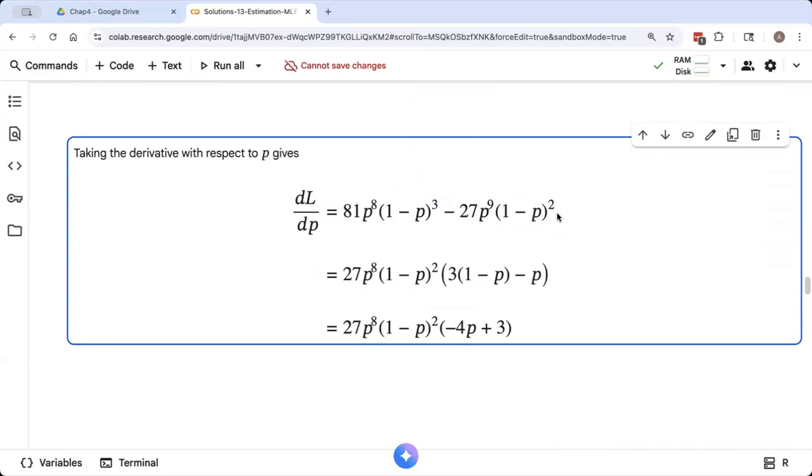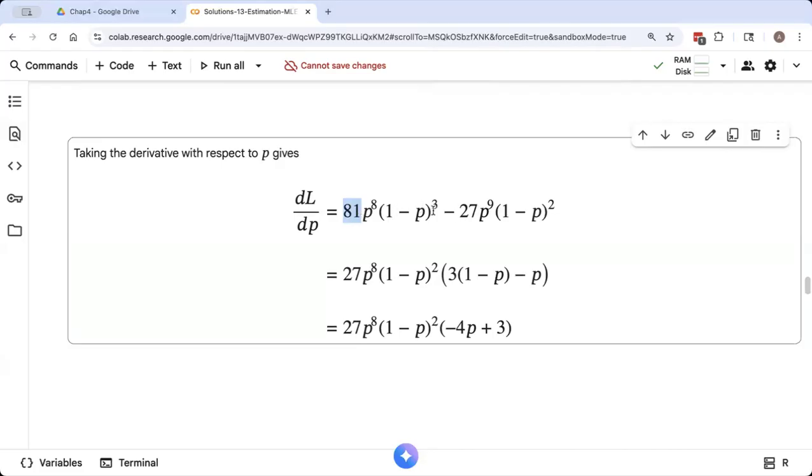I want to find the critical points, since the maximum value of L is going to occur either at an endpoint of our domain or a critical point. So to find when this expression is equal to 0, we can factor it. So I'm going to factor a 27 out from both of these constants. That's where this leading 27 comes from. I'm going to factor a p to the 8th power out from both terms and a (1 minus p) squared from both terms. So that is the common factor that I pull out.